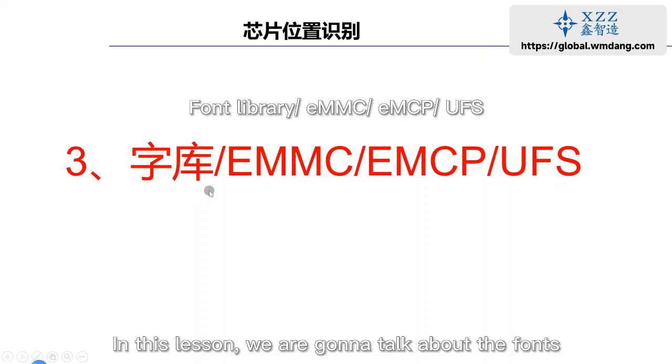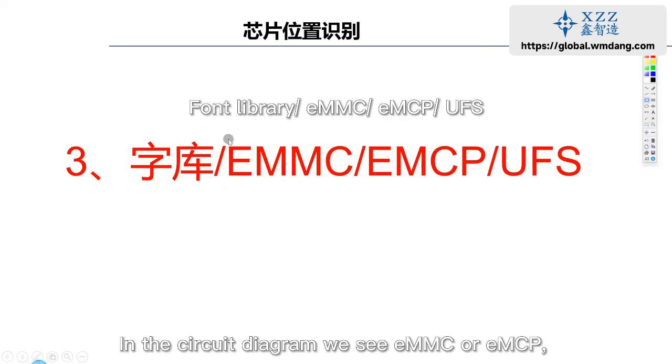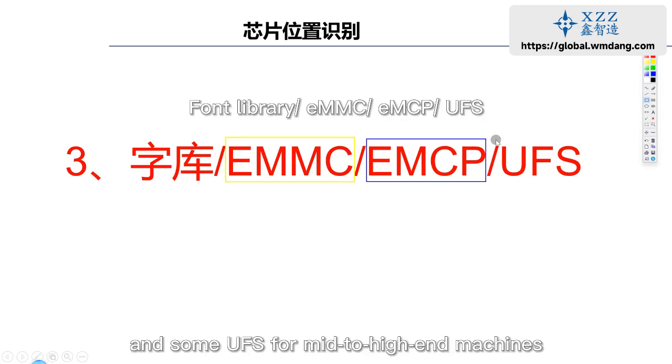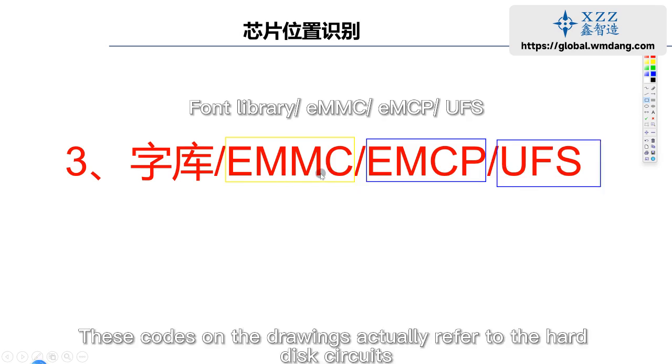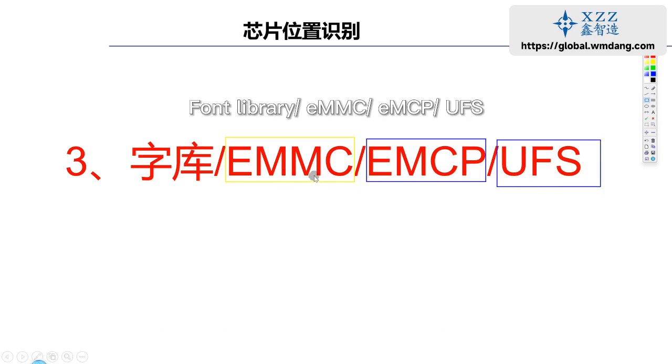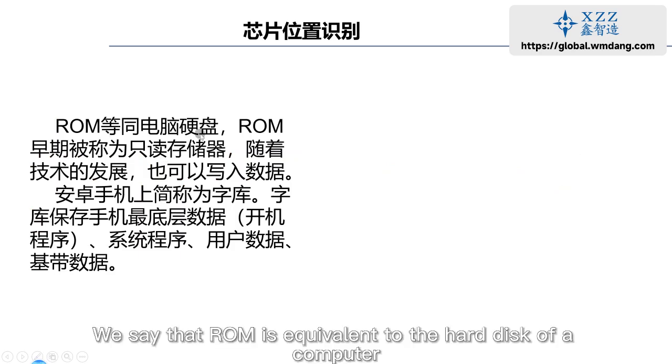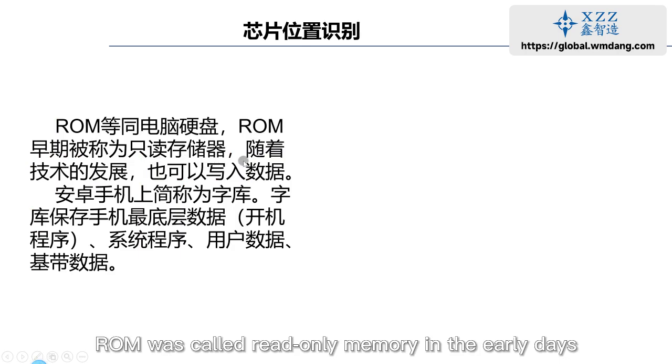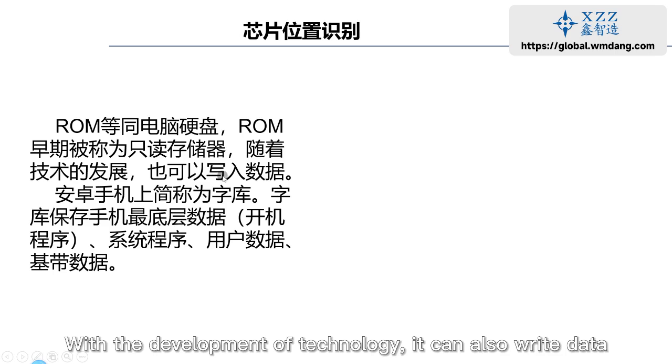In this lesson, we're going to talk about the phone library. In the circuit diagram, we see eMMC or eMCP and some UFS for mid to high-end machines. This code on the drawings actually refers to hard disk circuits. We say that ROM is equivalent to the hard disk of a computer. ROM was called read-only memory in the early days. With the development of technology, it can also write data.